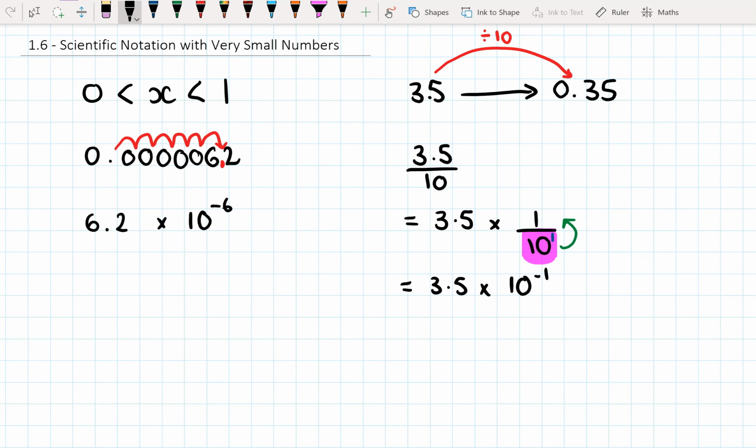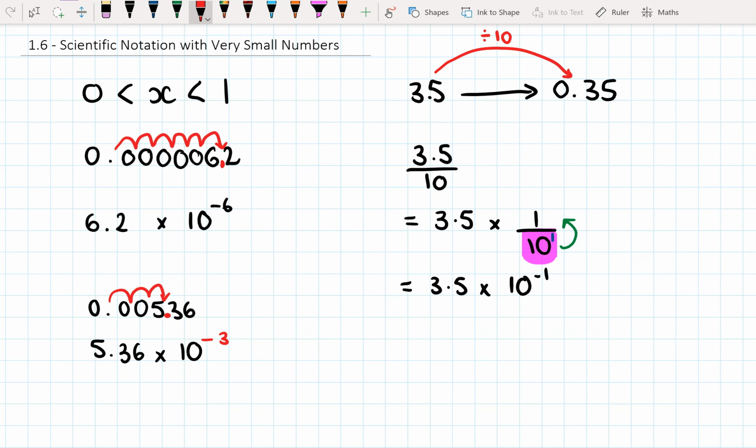Okay, so let's do a couple more examples. If I gave you 0.00536, again, currently our decimal point is here after the first 0. We want it to move over here between the 5 and the 3. So we're going to have 5.36 times 10 to the power of something. How many places did we move the decimal? 1, 2, 3. So it's 10 to the minus 3.